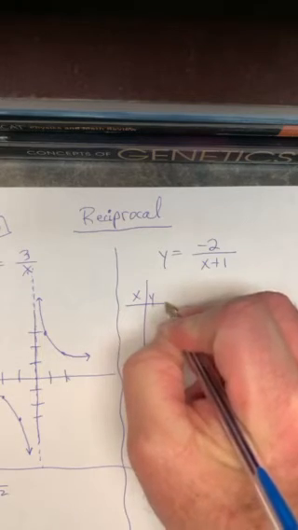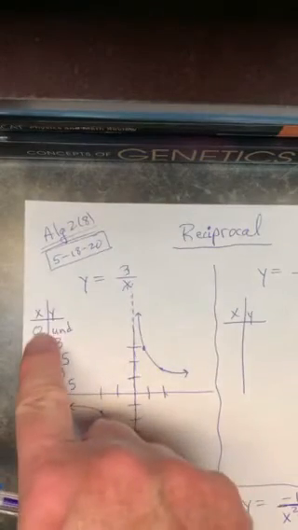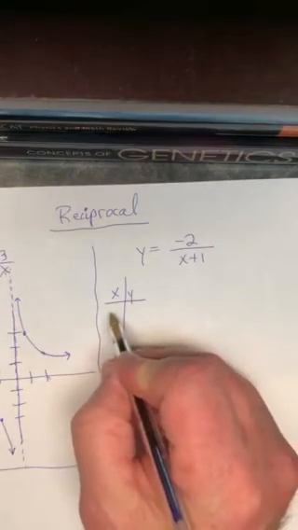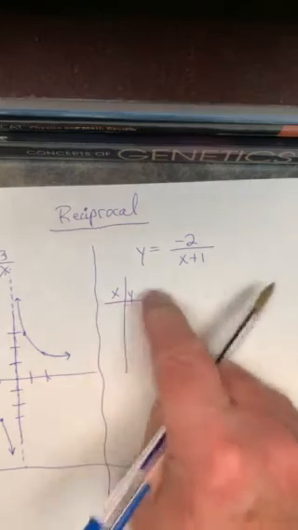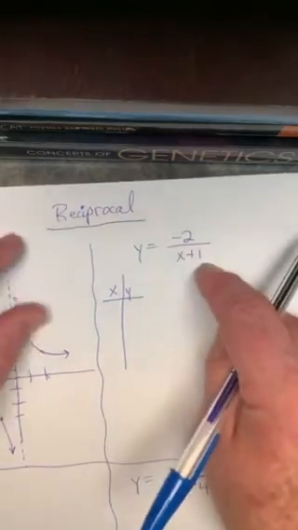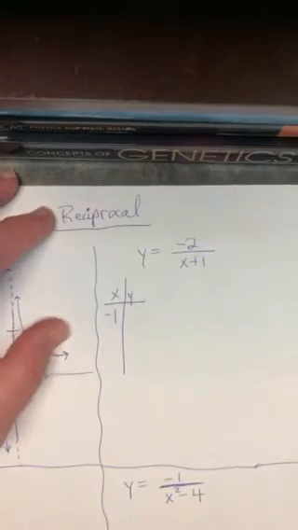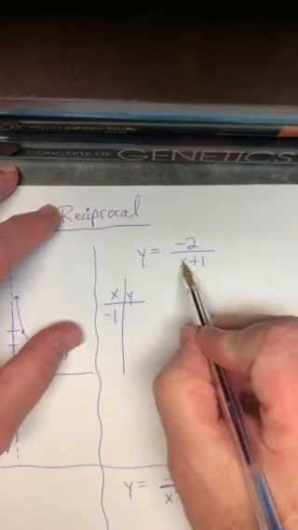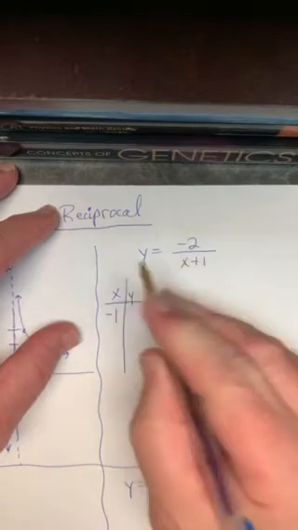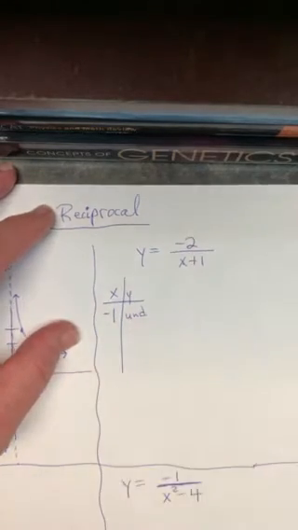Careful, everybody listen. Just because I plugged 0 in first over here does not mean I'm going to plug 0 in here. Remember, what did I say? You want the number that turns the bottom into a 0. So I actually would plug in -1. -1 plus 1 gives me a 0 on the bottom, and anytime you divide by 0, that's undefined.